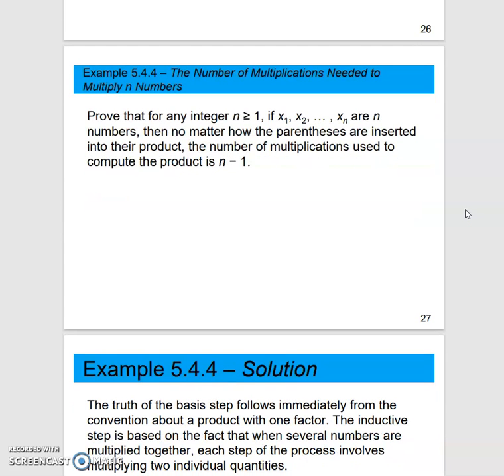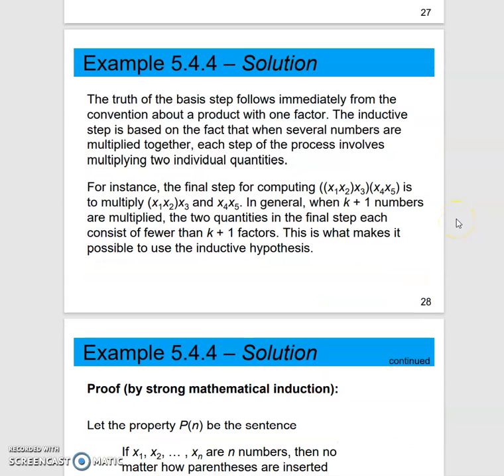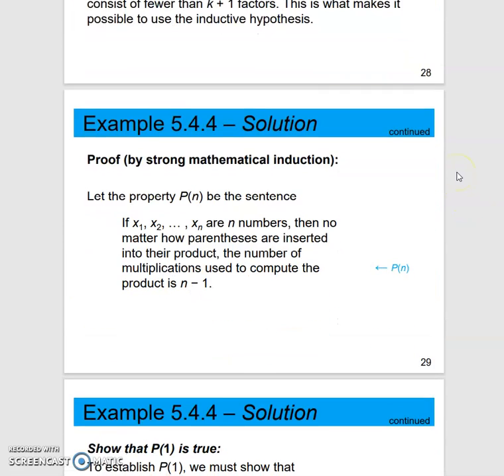So let's try another proof, bearing that in mind. For any integer n greater than or equal to 1, if x1, x2, all the way up to xn are n numbers, then no matter how the parentheses are inserted, the number of multiplications that we'll need to do is n minus 1. How many times do we need to multiply it? All right, so let's work through and see what we get for this proof.